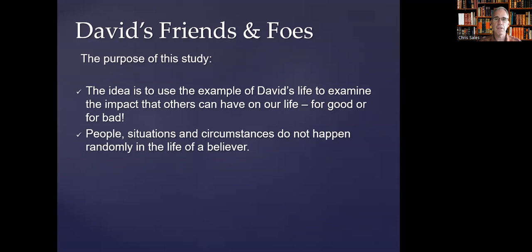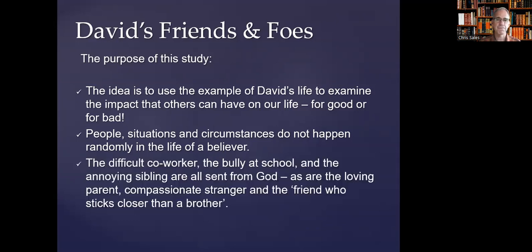We're going to learn that people and situations and circumstances do not happen randomly in the life of a believer. We know that David was a man after God's own heart. That doesn't mean he was perfect, far from it. But how did he interact with those people? How did the circumstances of life mold him and develop him as an individual? And we're going to look at that both as those that had a positive influence on him and those that had a negative one. So for us, it might be a difficult coworker.